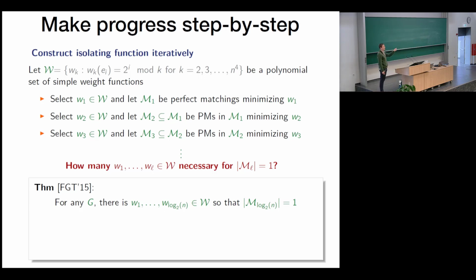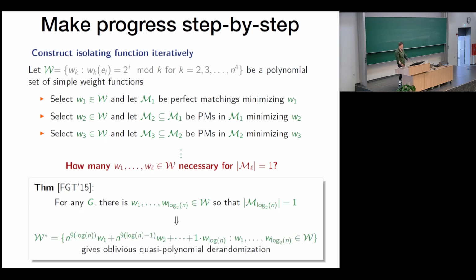So for any n-vertex graph, there exists a way of selecting log n weight functions from this class, so that if I lexicographically minimize them, my minimizer is unique. So then you can just do weight functions by setting a lot of weight to the first weight function and so on. Okay, skipping the details.